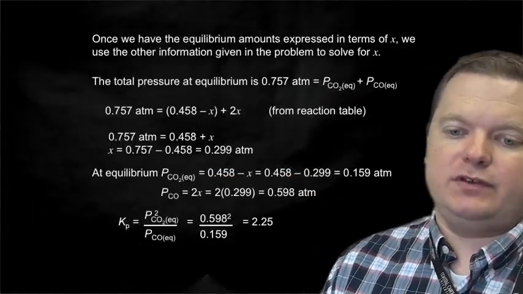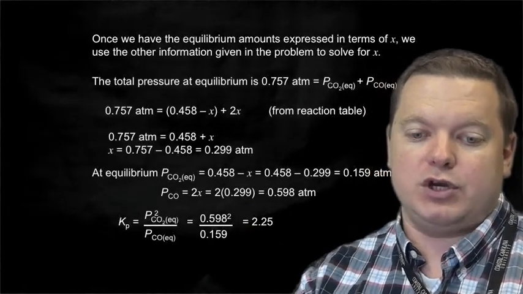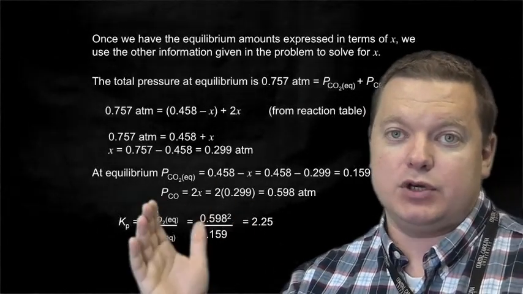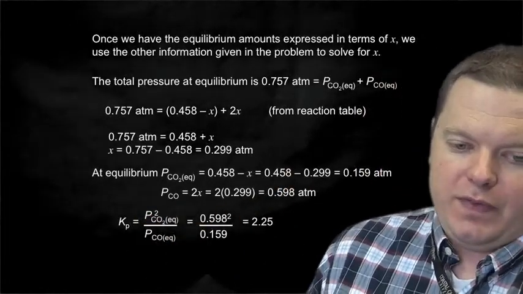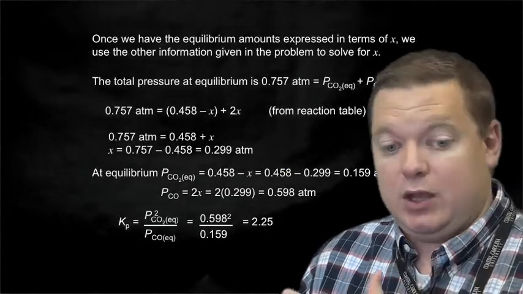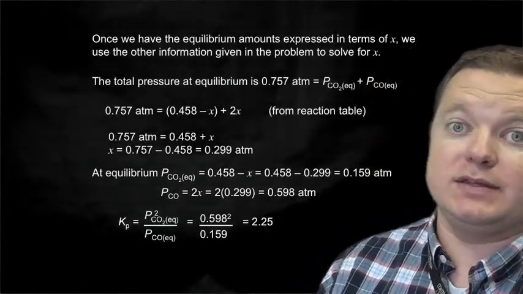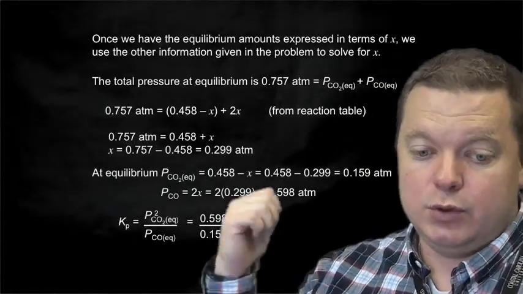So now we have these terms in X. We know that the total pressure at the end is going to be the pressure of the carbon dioxide plus the pressure of the carbon monoxide, and we know its value. So that total pressure is going to be equal to the pressure of carbon dioxide, which we said at equilibrium is 0.458 minus X, plus the amount of carbon monoxide, which is 2X.